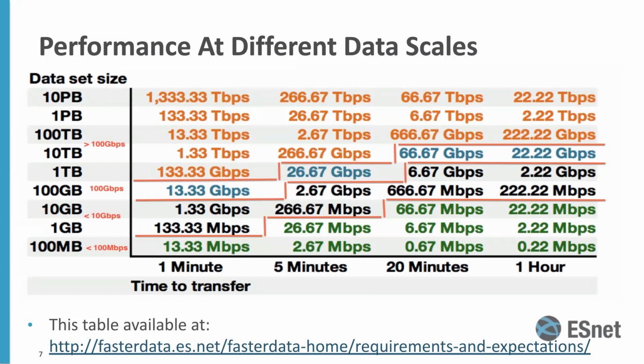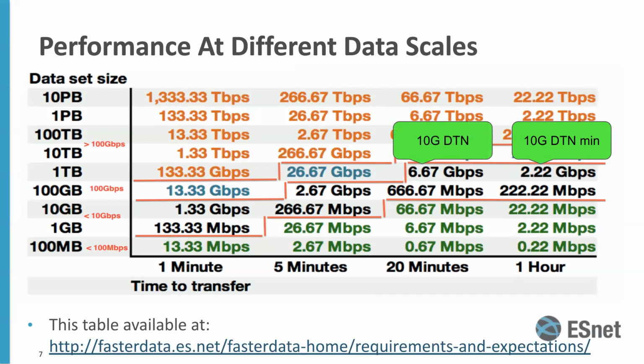And as we get through this, what we're trying to set up here for a 10 gigabit data transfer node is a minimum of 2.2 gigabits per second, which is 1 terabyte per hour transfer speed. These should be able to be tuned up to roughly 6.5, a little more than that on a DTN. But again, our minimum baseline is the 2.2 gigabits per second or 1 terabyte per hour.